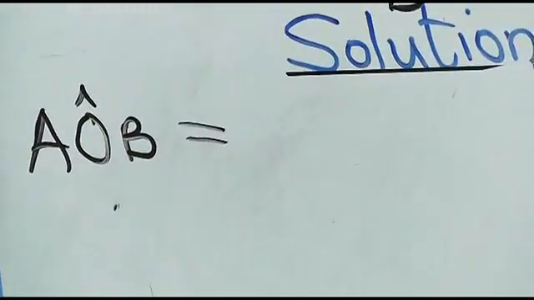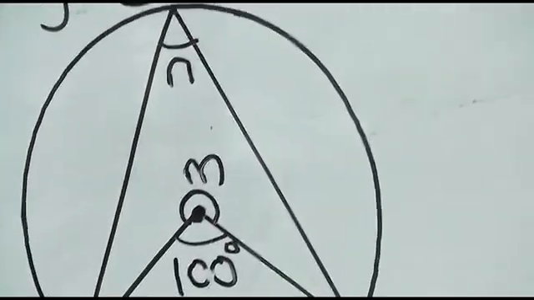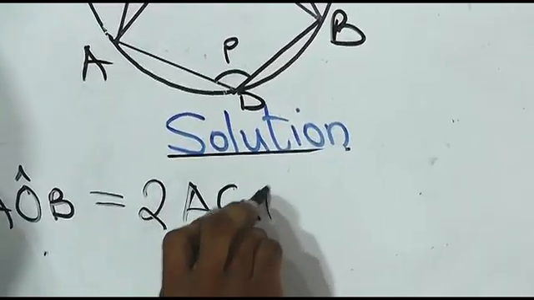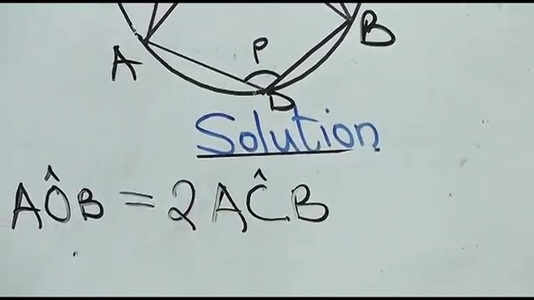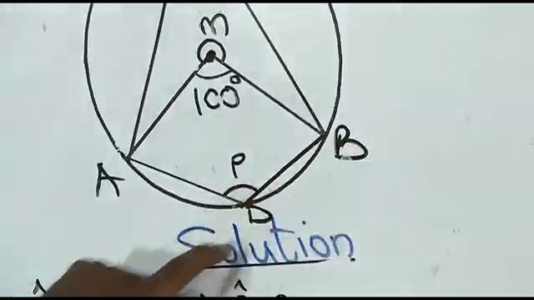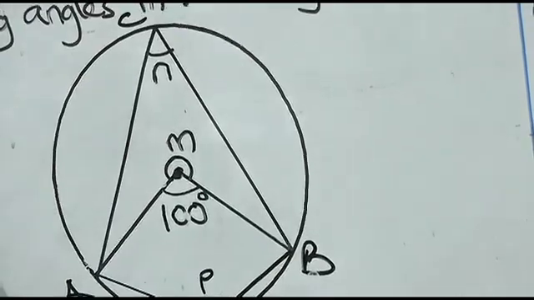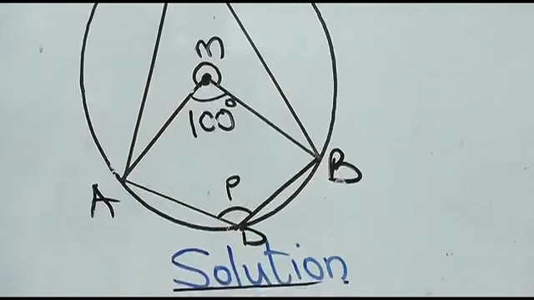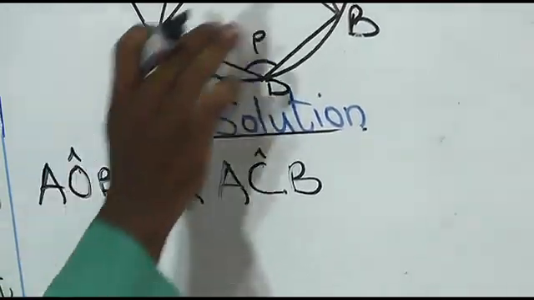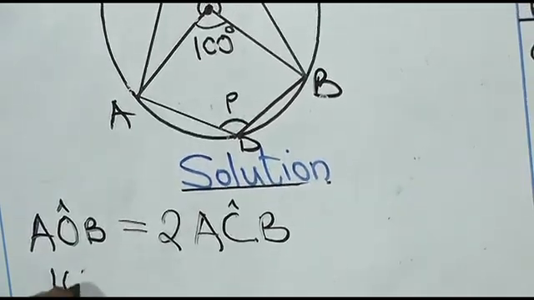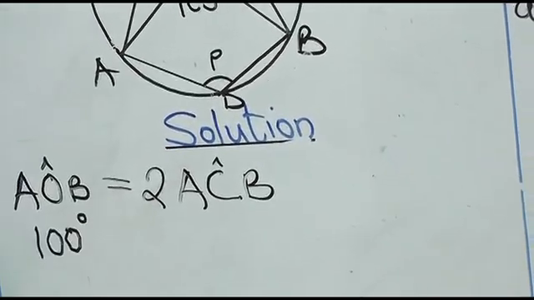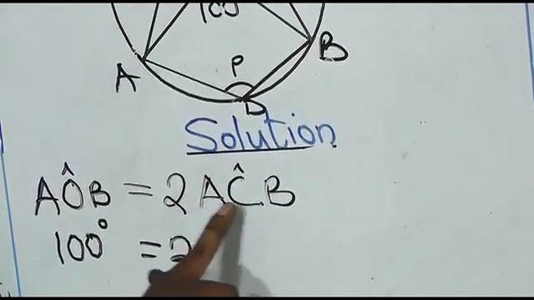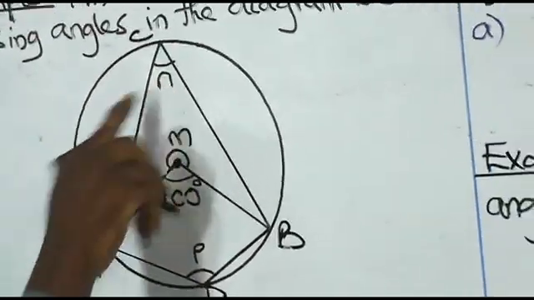is equal to twice the angle at the circumference, and that is 2 of ACB. AOB is twice the angle at the circumference, which is ACB. Then our angle AOB is what? 100, which is 100 degrees. And angle ACB is what? N.